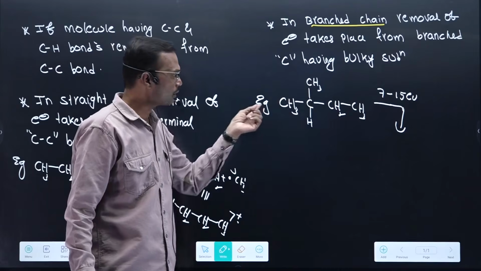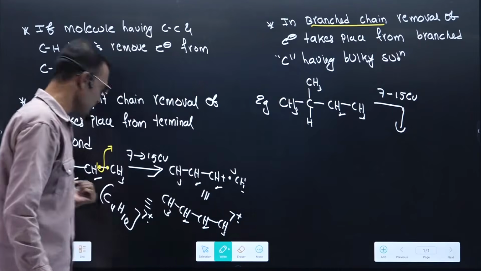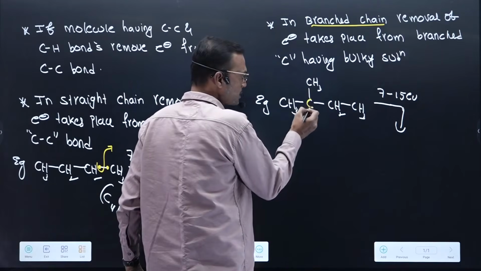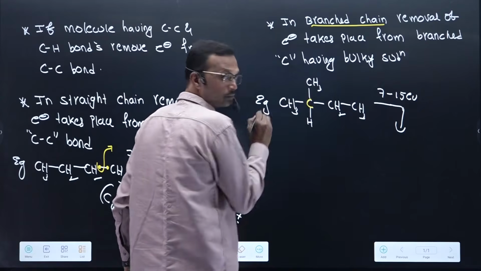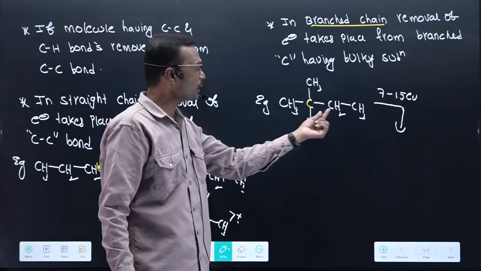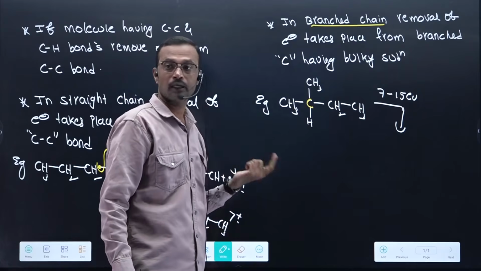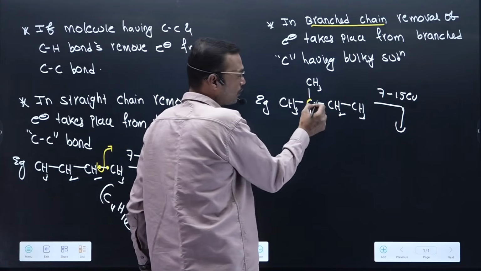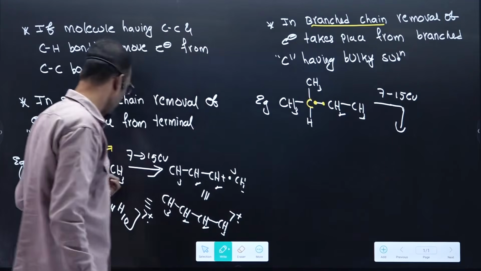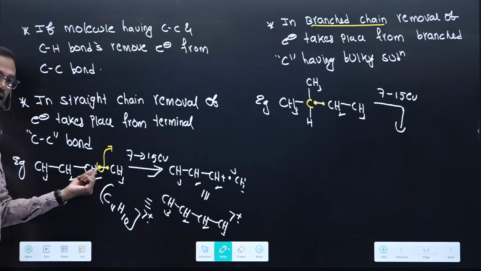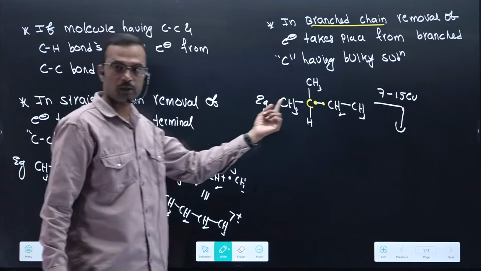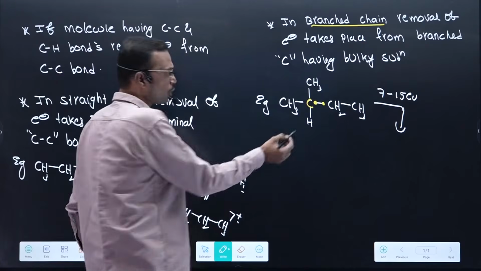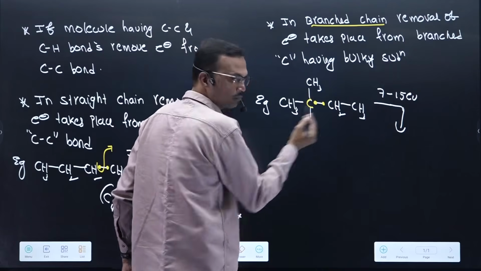Suppose if this CH3 is not there, it is a straight chain, like this. Okay. So this is a branch carbon. This branch carbon carries methyl, hydrogen and ethyl. The right side is ethyl or not? Which is a bulky substitution on this branched carbon. Ethyl is a bulky substitution. Now, don't remove the electron from here. In a straight chain, try to remove the electron from the terminal carbon. But right now, if any branched carbon is present, try to remove the electron from the branched carbon having bulky substitution. Means don't remove from this side. Don't remove from above. Remove from the right side.